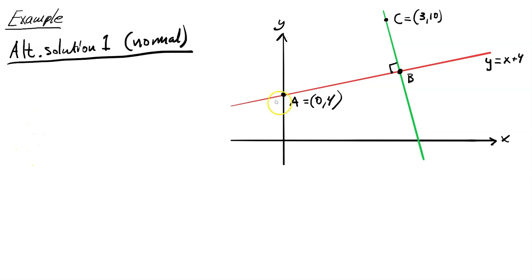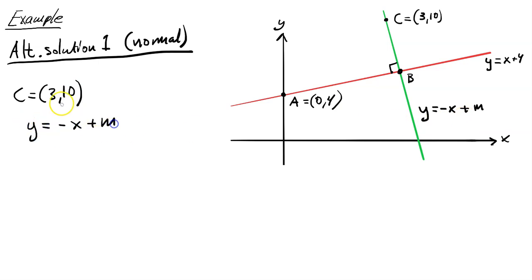So we see that the normal, what is the slope of the normal? The slope of this one is 1. So the slope of this one must be 1 divided by 1, but that's just minus 1. So this is minus 1 times x. But we can also write that just as minus x plus some constant here. Let's call that m. We know that this normal goes through point C. So it goes through the point 3, 10. So the normal goes through there.